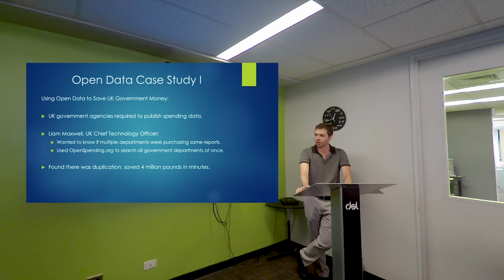These people did it using the open data, and found in a few minutes that different departments were buying these market research reports and saved £4 million, which is over $5 million US dollars, in a few minutes. Anytime the government saves money is good for the taxpayers. So that's one really good example where just a little bit of effort using open data can make a big difference.